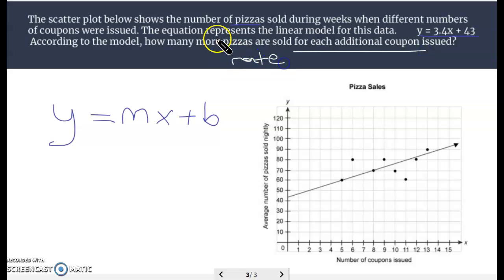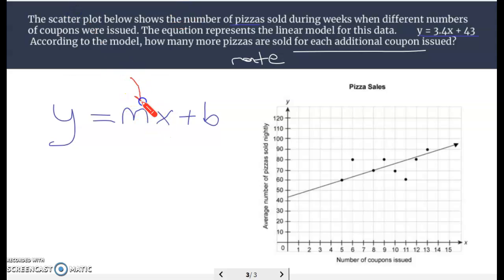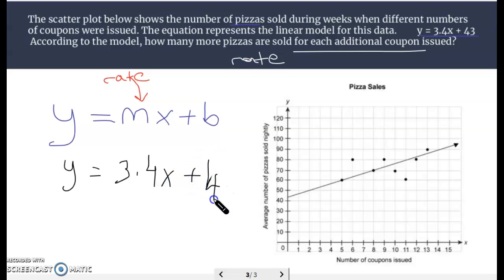In y equals mx plus b, the m is, yes, mathematically the slope, but it is also the given rate in the problem. So let's match up this equation here. Y equals 3.4x plus b, or plus 43, I should say, if we plug in the numbers. As you can see, the m number is the slope right here. 3.4 more pizzas are sold for every 1 additional coupon.